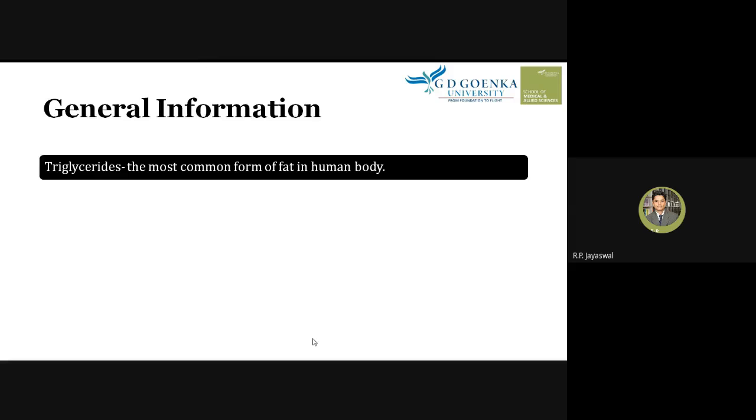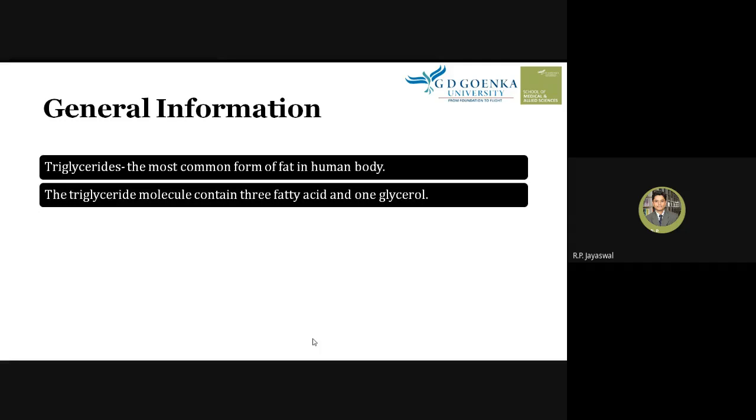General information about the test. Let's know about this. Triglycerides are the most common form of fat in our body. The human body has fat, the lipid, and the most common form of lipid is triglycerides. The triglyceride molecule contains three fatty acids and one glycerol. When you study the chemical structure of triglyceride, you'll see there are three fatty acids. So tri means three, and glycerides means it's an ester of fatty acid with glycerol. So there are three fatty acids and one glycerol in the structure of triglycerides.